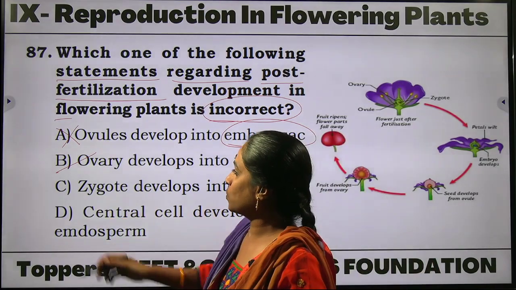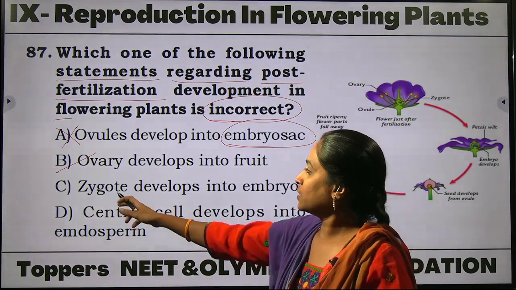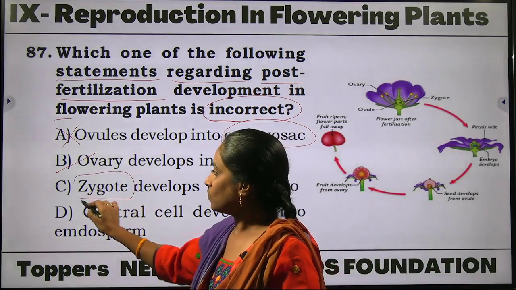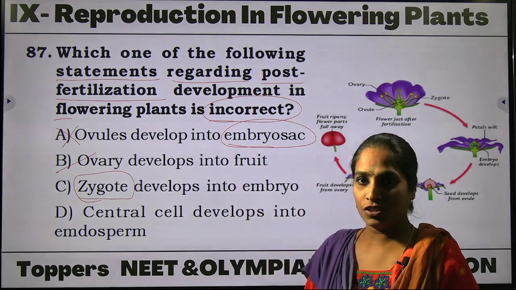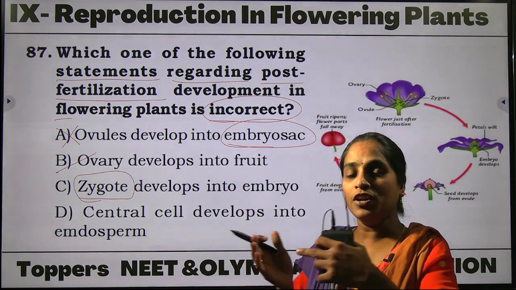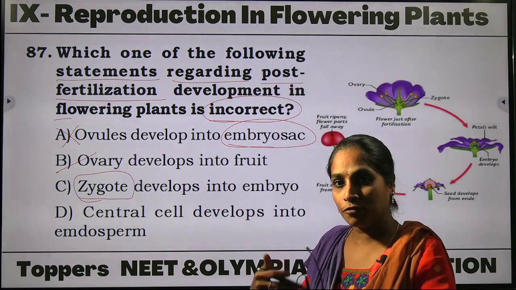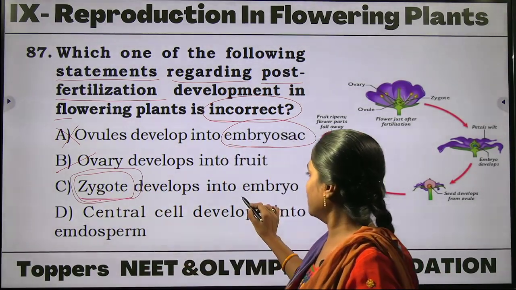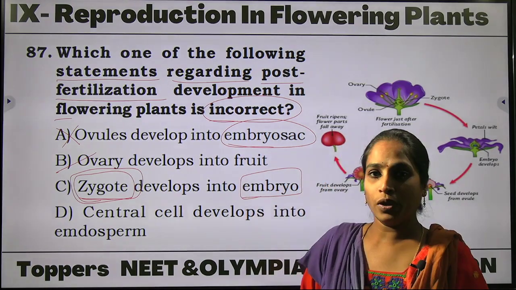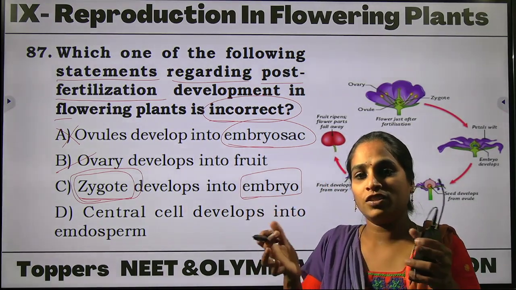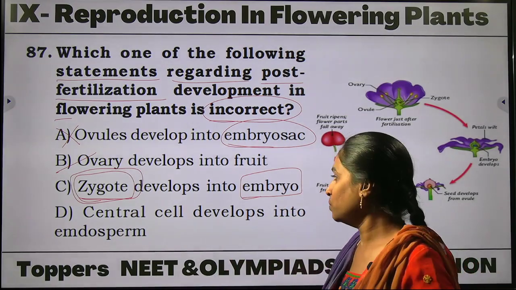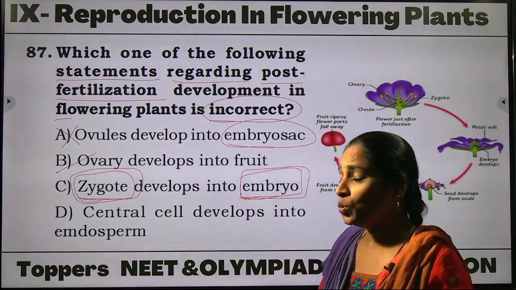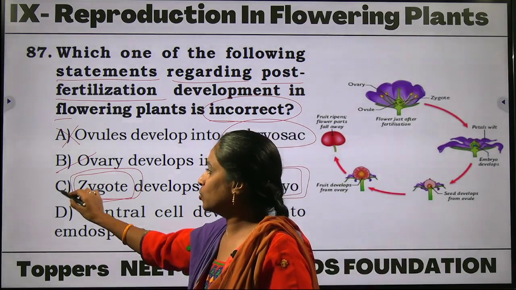And coming to option C, the statement is given, zygote develops into embryo. When do we get the zygote? After the first fertilization. Okay, so the first sperm cell fuses with the egg cell and forms the zygote. So after that, the zygote will be developing as an embryo. Embryo in the sense, by mitotic cell division we can observe multiple cells will be formed, and this embryo will be nourished by the nucellus in the ovule. Okay, and this statement is also correct.